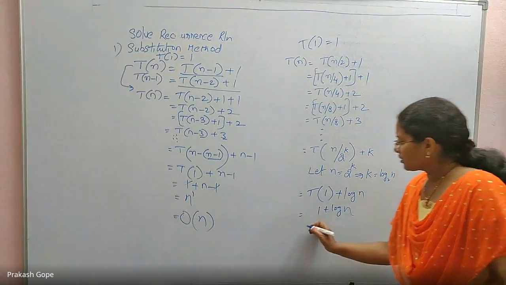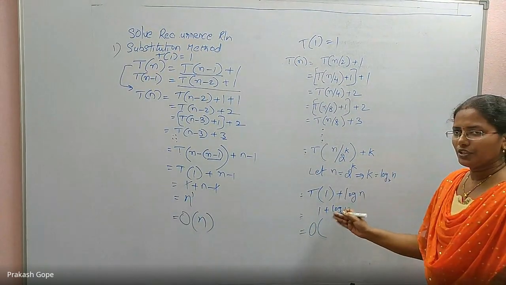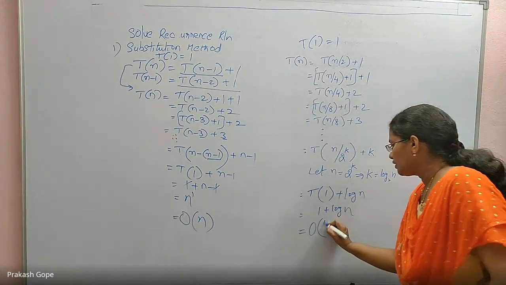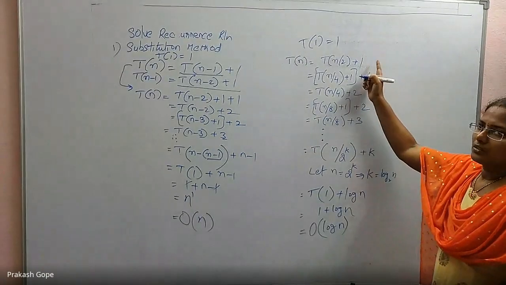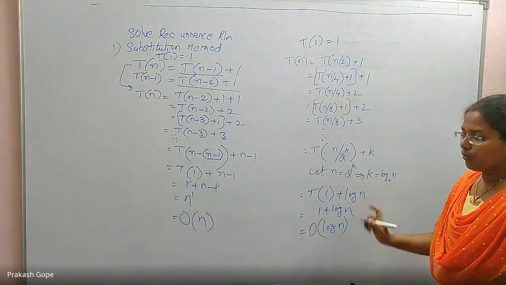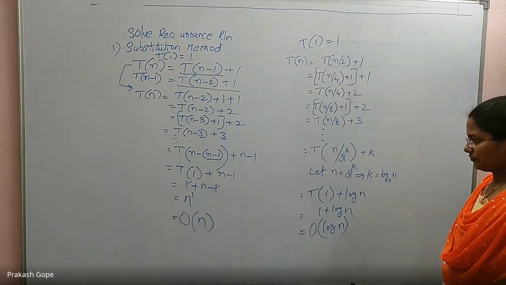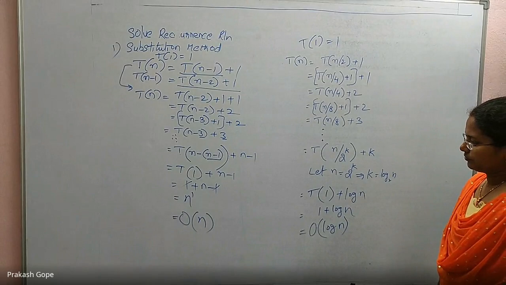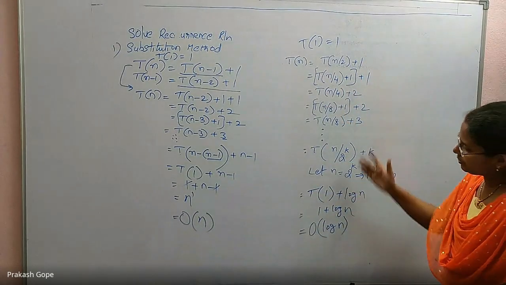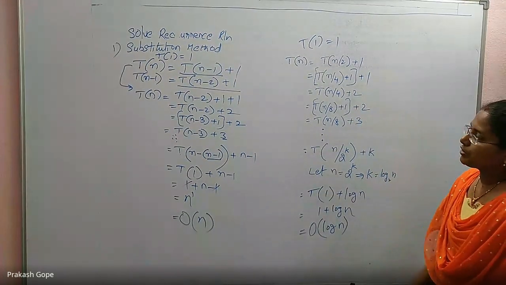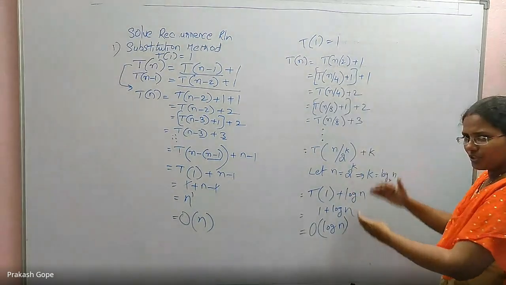But I'm not interested in the exact answer. I'm interested in big O of. Constant addition, multiplication, everything can be ignored. So it is big O of log n. That is the solution for this recurrence relation, big O of log n. So if it is a subtraction method, we will go that way. If it is a division method, we will go this way. I have written simple examples, but like this, if a big expression is given, you will have to do the same steps. There is no difference.